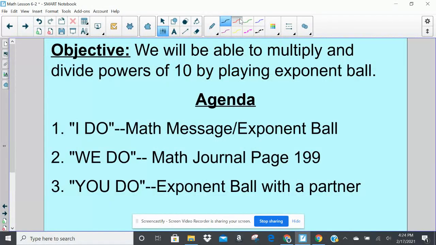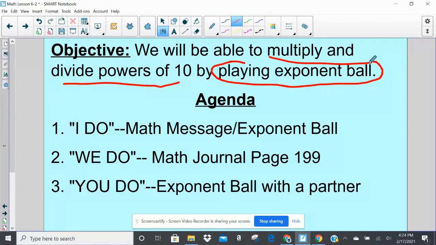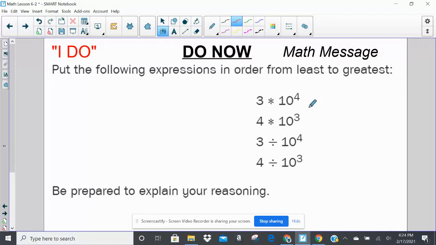So what are we doing today? So yesterday we learned how to multiply and divide with powers of 10. Well, today is a game day where I'm going to teach you how to play a game called Exponent Ball. It's kind of like football. But first, let's talk about this problem here.